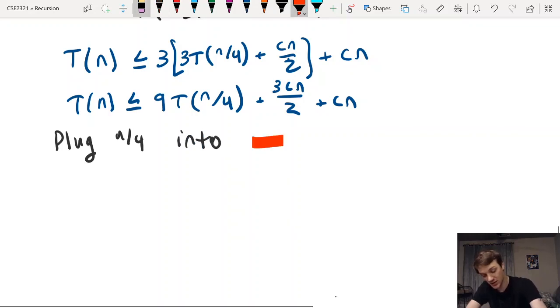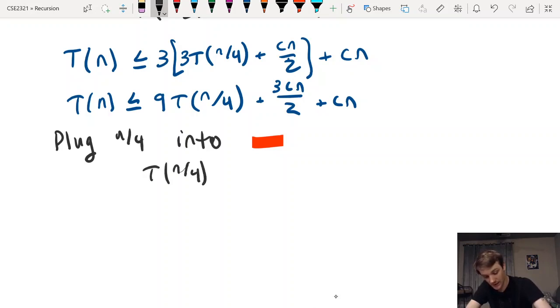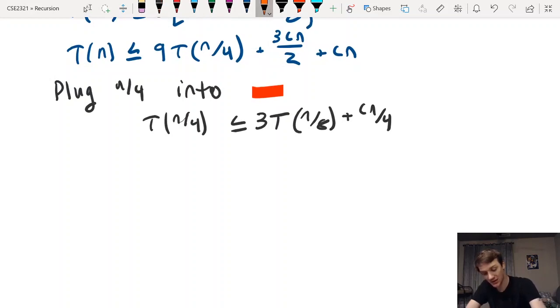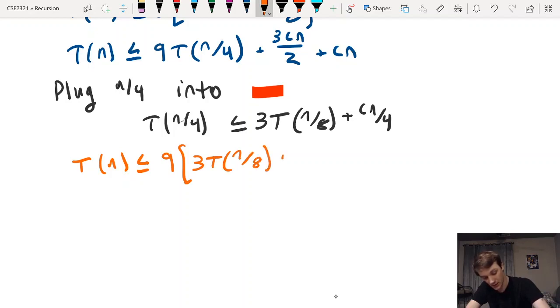Making that substitution, we have T of n over 4 is less than or equal to 3 T of n over 4 over 2, which is n over 8, plus cn over 4. So we plug that back into the blue equation above there, and we get T of n less than or equal to 9 times, make the substitution, we replace it with 3 T of n over 8 plus cn over 4 plus 3cn over 2 plus cn.